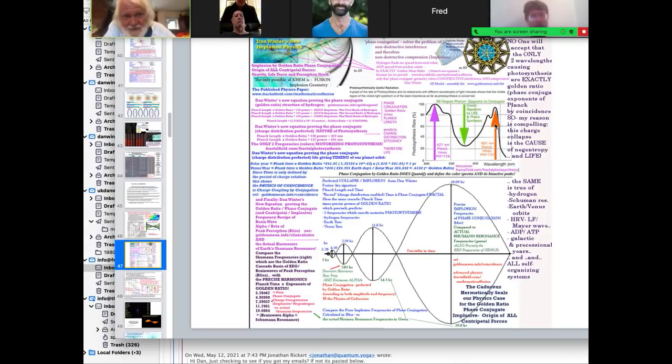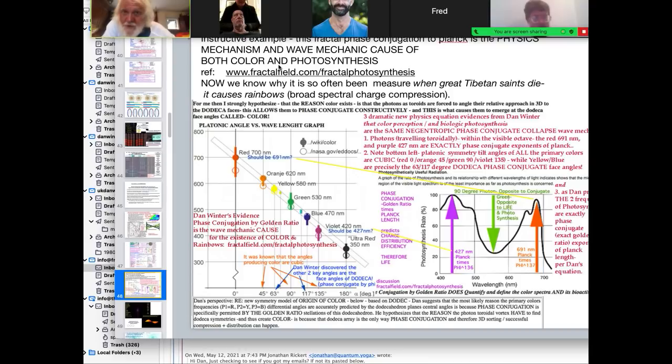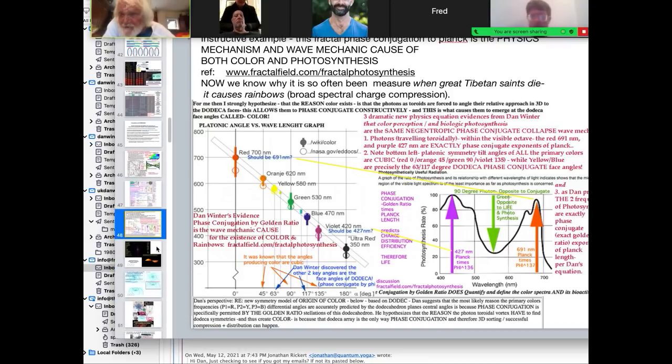Here at the top, you see these are the only two frequencies that make photosynthesis happen, the purple and orange. It just happens those are exactly golden ratio to Planck. So phase conjugation is the reason photosynthesis exists. You can read all about that at fractalfield.com/fractal photosynthesis. More about the physics of color, and to understand that color only exists because of phase conjugation.